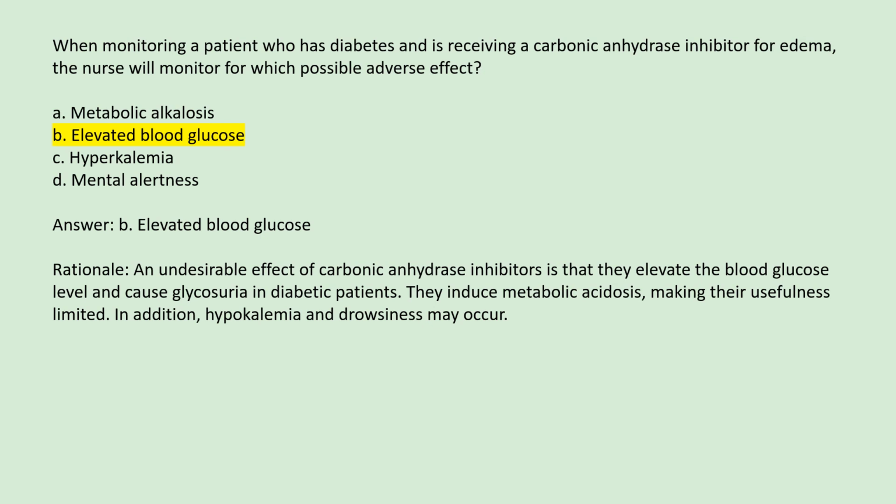Answer: B. Elevated blood glucose. Rationale: an undesirable effect of carbonic anhydrase inhibitors is that they elevate the blood glucose level and cause glycosuria in diabetic patients. They induce metabolic acidosis, making their usefulness limited. In addition, hypokalemia and drowsiness may occur.